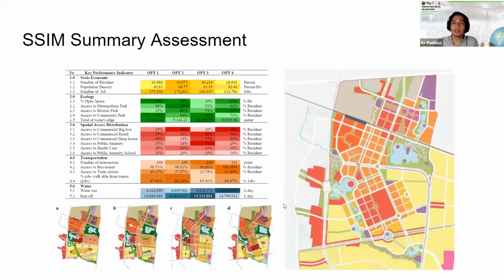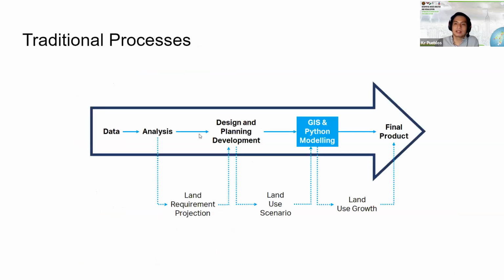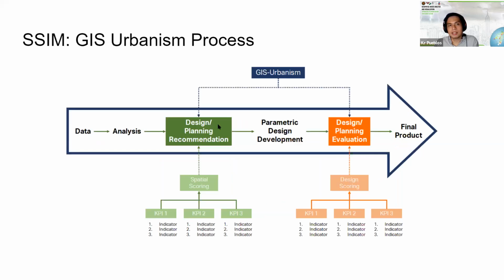And then that way you're confident that the final master plan that the client has decided on, or that the team has crafted, hits all the right points. And so what that does is it changes it from a linear process into a more cyclical, iterative process, which we're now evolving to call GIS urbanism.